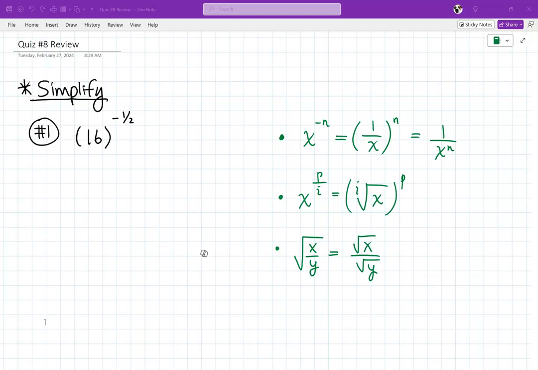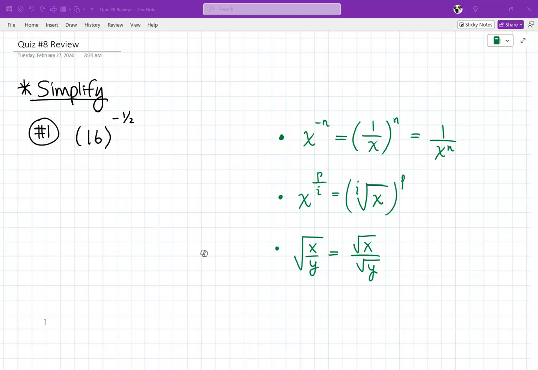I'm going to write some more properties for you guys, but at the very top, I was talking before I started recording about the negative powers, right? Negative powers lead to fractions, so that's how it works. Also, how to rewrite an exponential into a radical. So x to the p over i is equal to the ith root of x all to the power of p.